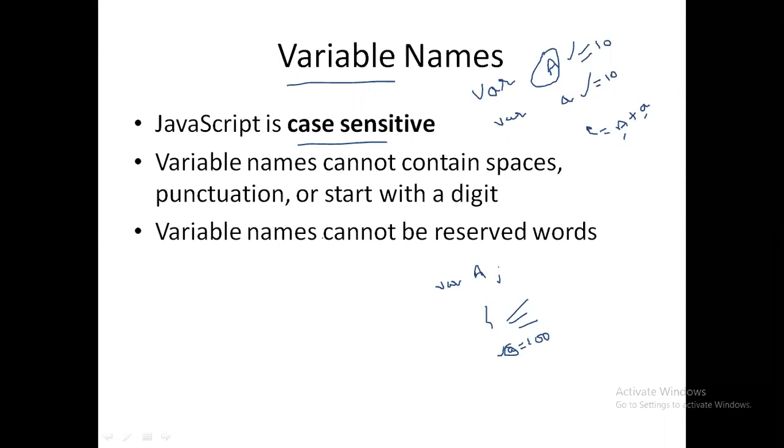First point is that. Second one, it should not contain any special characters, that is spaces or punctuation, and it should not start with any digit. What do I mean by this? I cannot write a variable as 1 2 3.